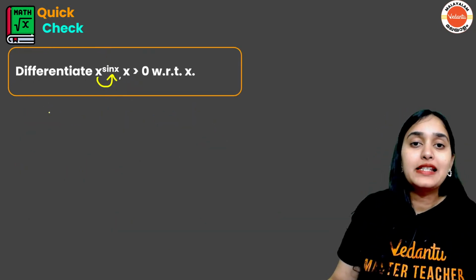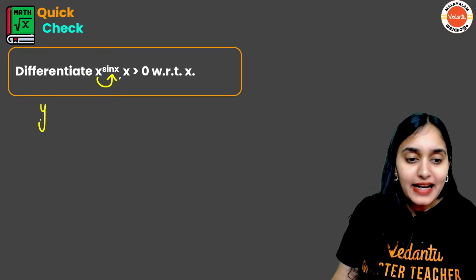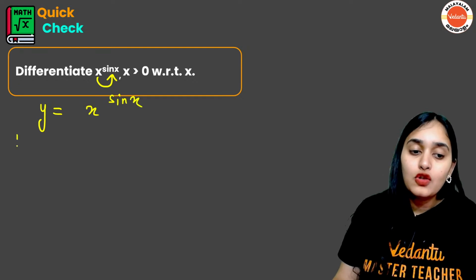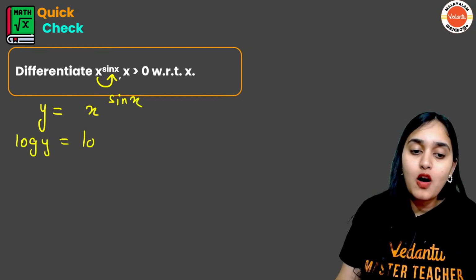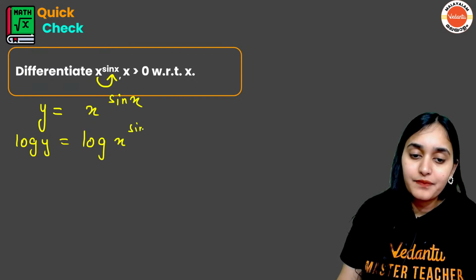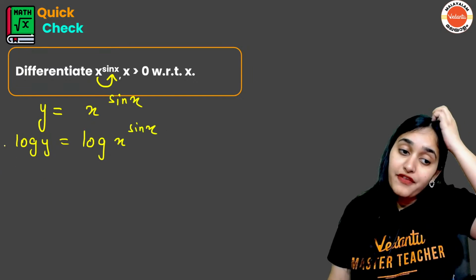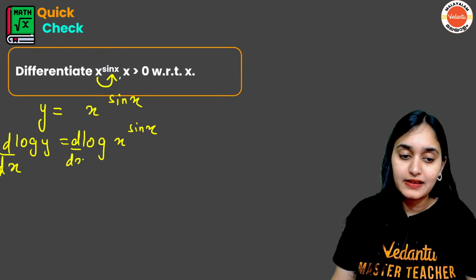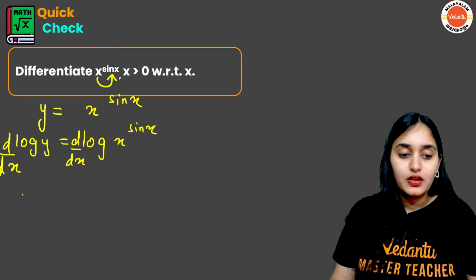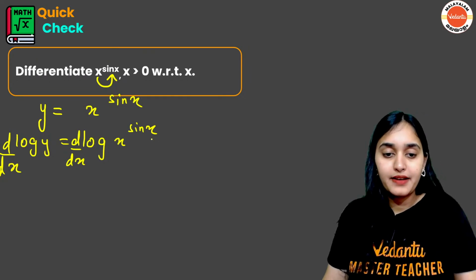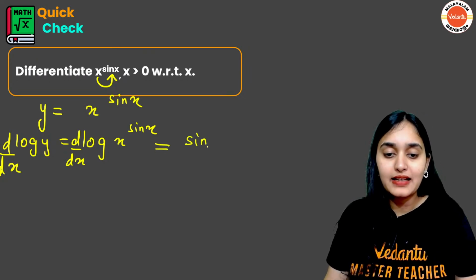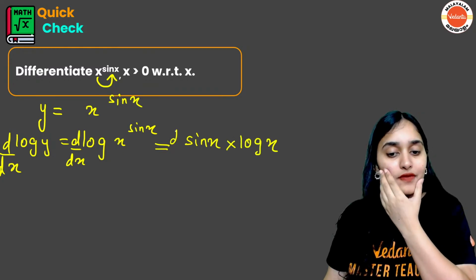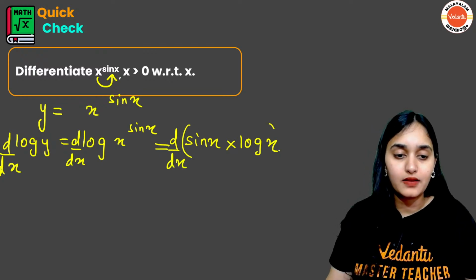X to the power of sin x. What we will do? Let y is equal to x to the power of sin x. So log y will be log x to the power sin x. Now we do differentiation. Differentiation of log y, differentiation of this side. So first of all, this will become sin x into log x, right? Because the power will come in front and after that we will differentiate it.